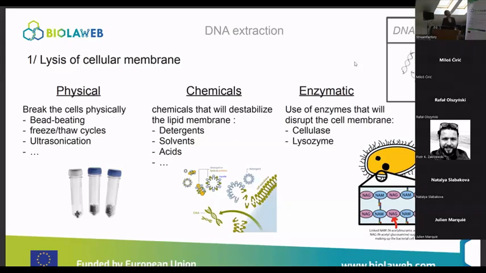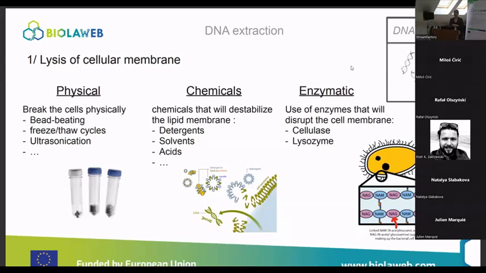Okay. So for instance, you can put your samples in these tubes you have on the bottom left of the slide, that present small beads, and then you agitate your sample with those beads using a vortex, for instance, with high speeds, and the movement of the beads will break down the cells. You can also use freeze-thaw cycles or other techniques.